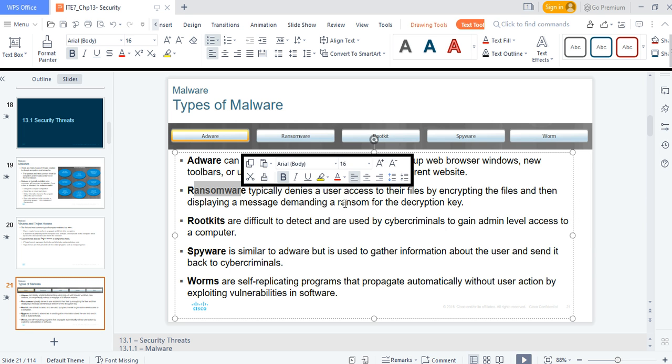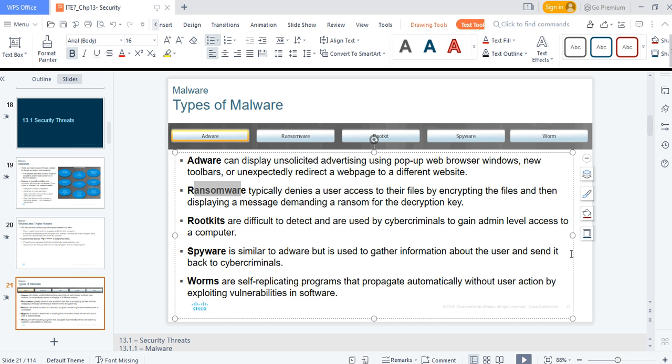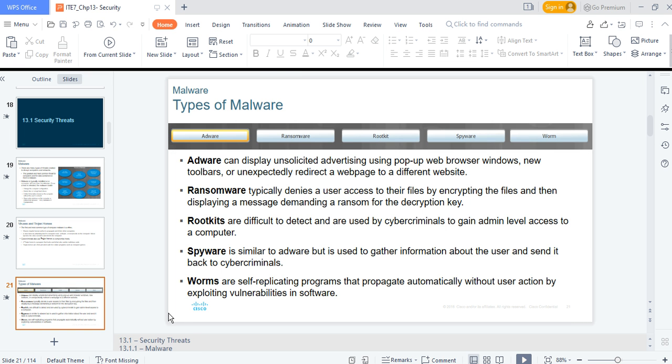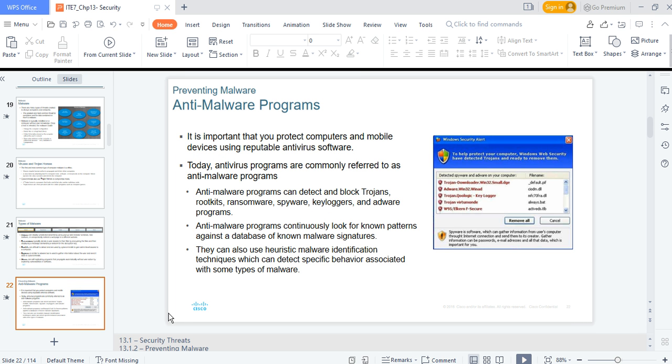For instance, for ransomware, your files are being encrypted and you're given a page, right? And you're told, please pay some amount to a rogue account or a Bitcoin account or somewhere. So if you pay, then your account is being opened up. Most of the times it happens, most of the times it doesn't happen. Same thing with rootkit, spyware, worm. So you're able to differentiate all of these types of malware.